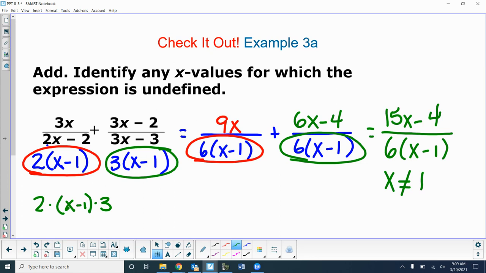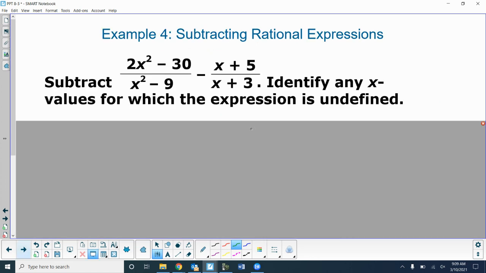Remember, if there were exponents, Andrew, if there were exponents on these x minus 1s, like a 2 and a 3, which one would I use? The 3, the bigger one. We talked about that, right? That doesn't happen very often, but if it does, write the bigger exponent when you have the same thing. All right?